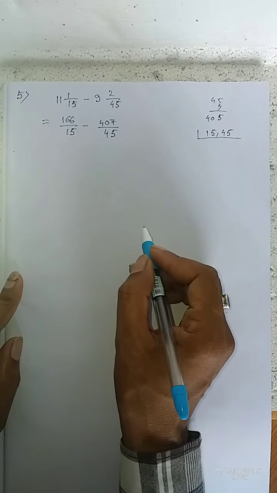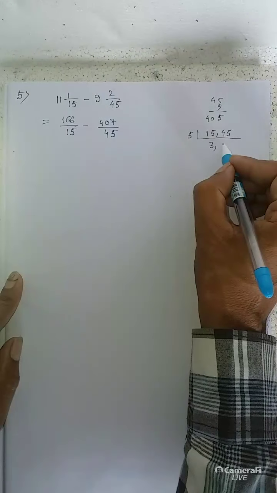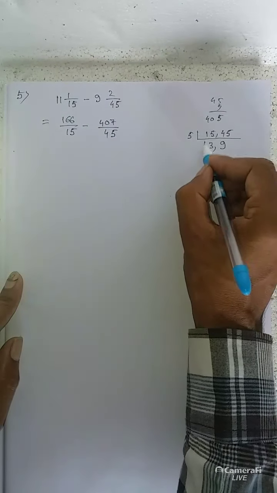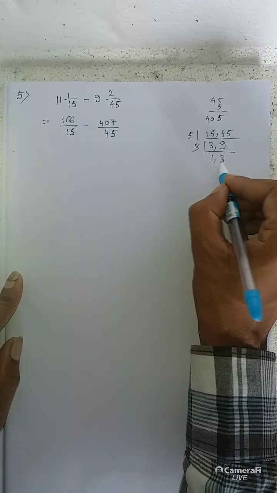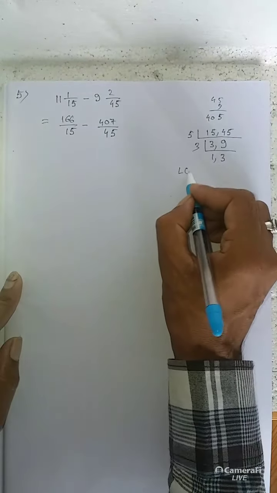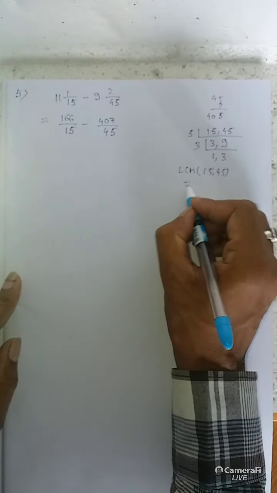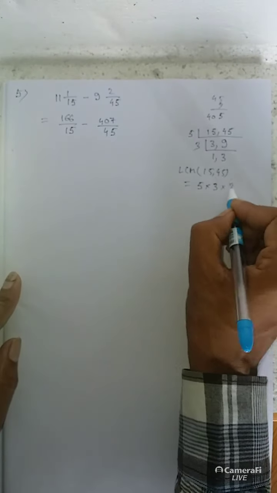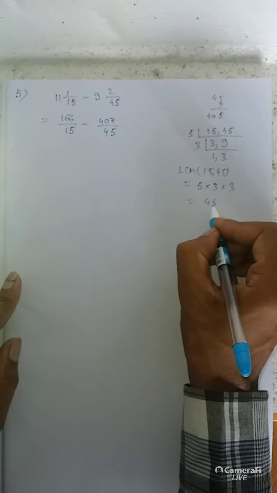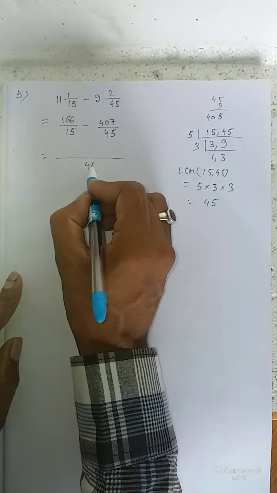LCM of 15 and 45. 5 can divide each. 5 3s are 15, 5 9s are 45. Again 3 can divide each. 3 1s are 3, 3 3s are 9. Now the LCM of 15 and 45 becomes the product of 5 into 3 into 3. That is 45. Now write down the LCM as the denominator.